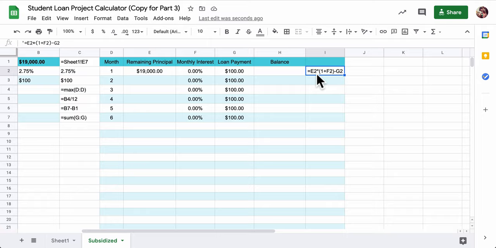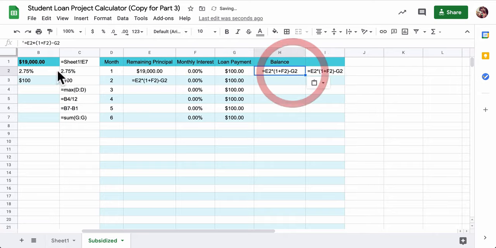This formula takes into account E2, the remaining principal, and multiplies it by 1 plus whatever interest rate you have here. So the 1 is for the 100%. And that's 100% of what your principal was plus the interest rate. And then minus G2 because we're taking away the loan payment. That's what our balance will be. So copy and paste that in.